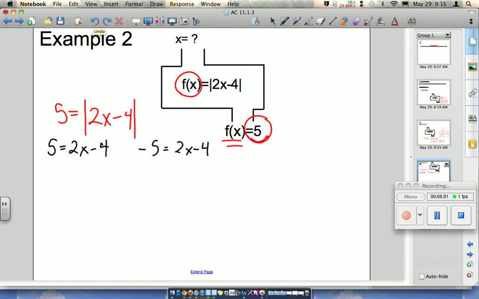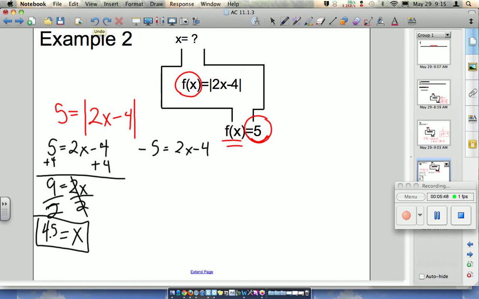So on the left, we're going to simply add 4, 9 equals 2x, and then we're going to divide by 2, and we'll get x equals 4.5. This is one of my solutions. But I could get a second way to get 5. There are two outputs, two ways to get 5 when I plug in two different numbers. Let's see. When I do this one, I'm going to add 4. And I get negative 1 equals 2x.